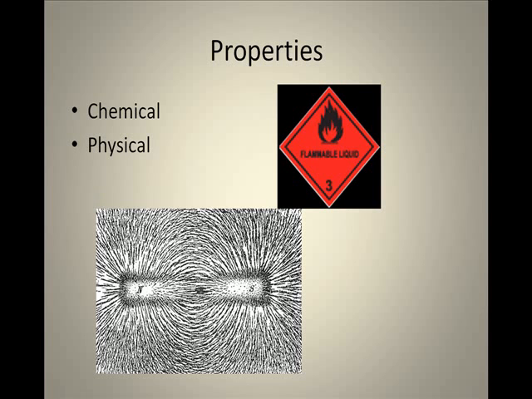Now physical properties, on the other hand, you can measure without changing the substance. Things like density, color, odor, and even magnetism, which is the image there on the bottom of the screen. You can measure those without changing the substance. For example, if you have a piece of paper and you tear up the piece of paper, that's a physical property. You still have pieces of paper. Now if you burn the piece of paper, you no longer have paper, you now have ash. That is a chemical property of the paper. So that's a little bit about those.